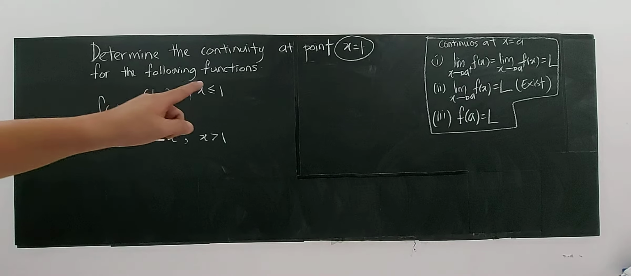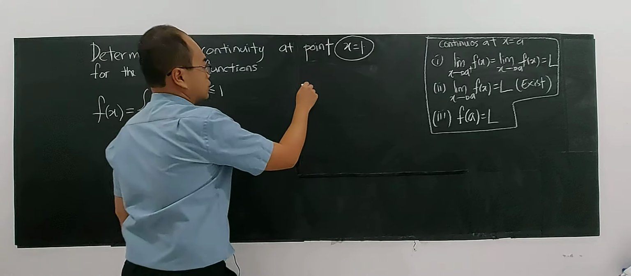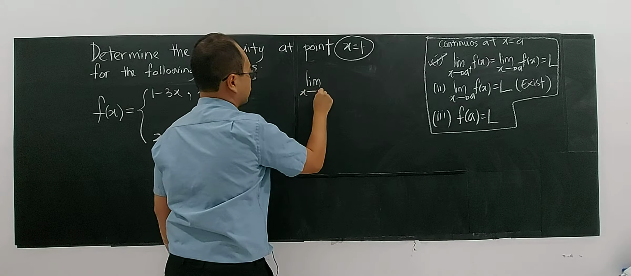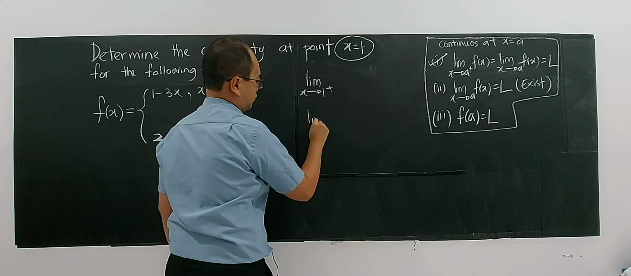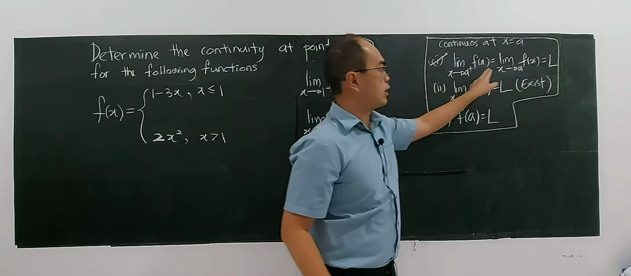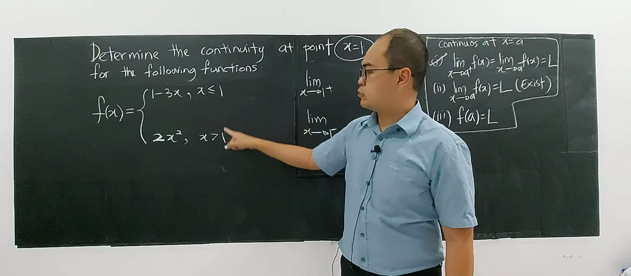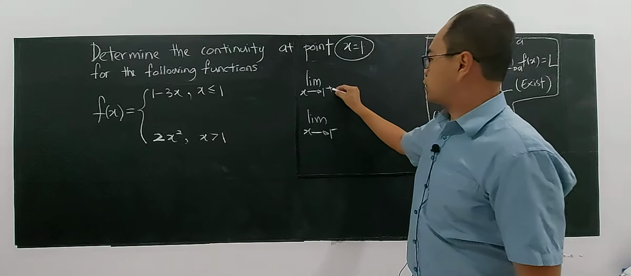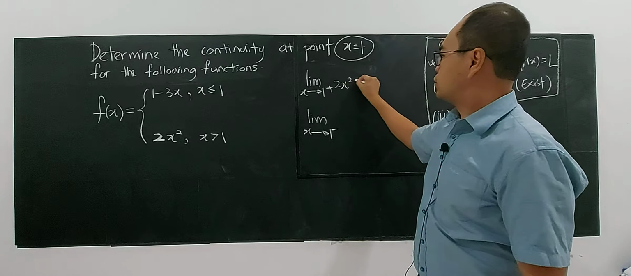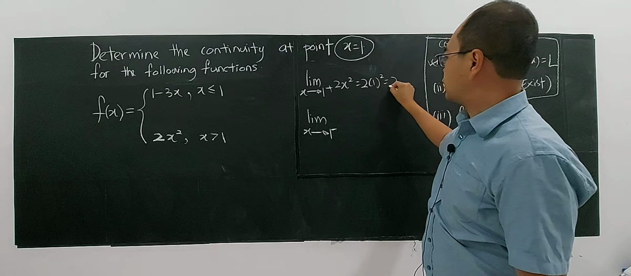Alright, so let's look at this one. First thing, follow the first condition. Limit as x approaching 1 from the right, from the left. Evaluate this first, from the right and from the left for this point. Now we're talking about 1, the boundary value here. So from the right, 1 plus, you have 2x to the power of 2. So students, you substitute the 1, you're getting 2, right?